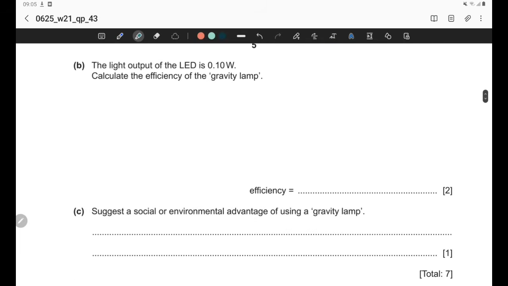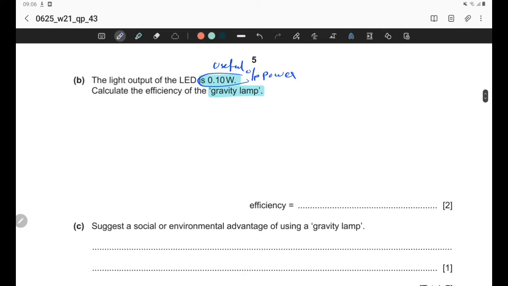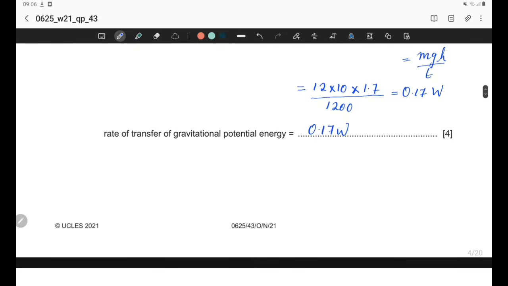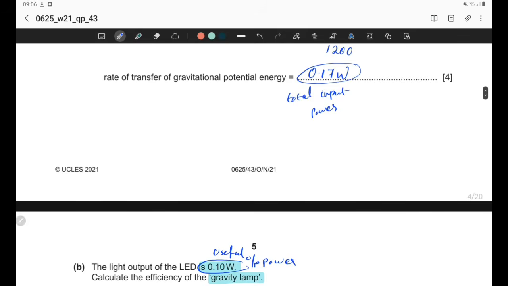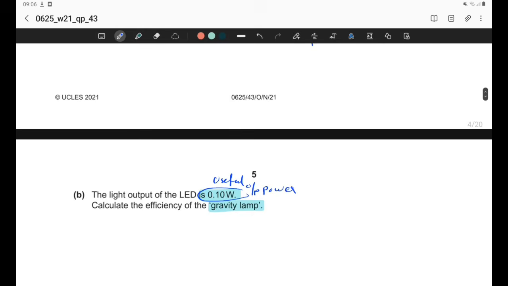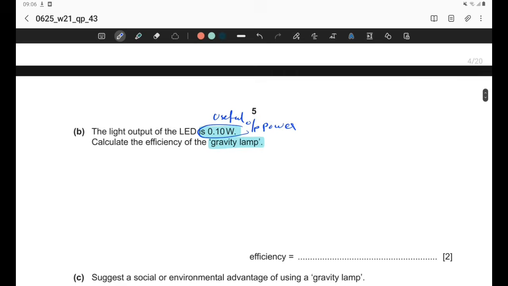Part B. The light output of the LED is 0.10 watt. Calculate the efficiency of the gravity lamp. So we are provided with the output power or the light output. That means the useful output power is provided. And in the initial part, we have calculated the total input power, or the total power going into the system or converting from gravitational to electricity, which is 0.17. The total output power or useful power in the form of light is given in this section.